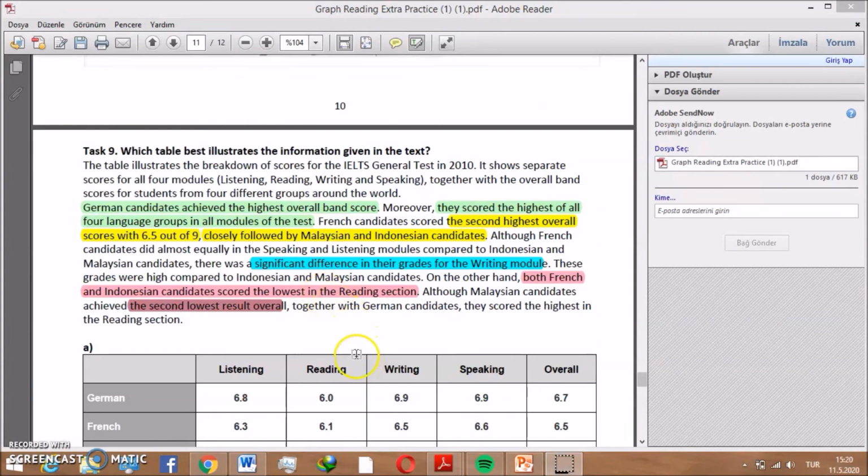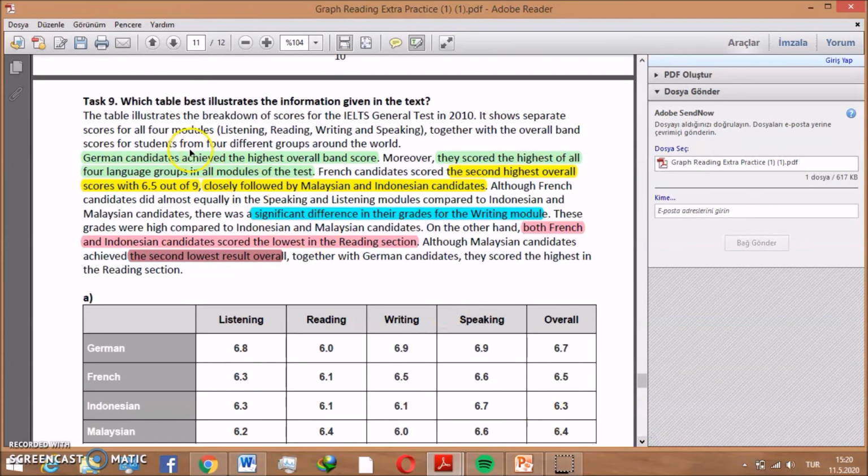Okay, let's look at task 9. So this is a table practice. The table illustrates the breakdown of scores for the IELTS general test in 2010. So this is the introduction part. Therefore, we need to start here. Of course, you need to understand this part too. So I am being fast right now.